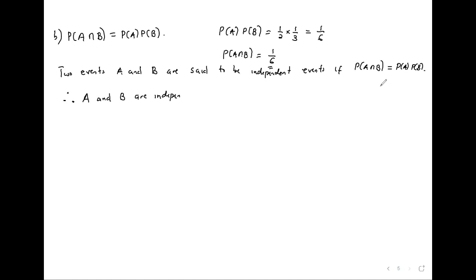So I understand the question. It is about whether the probability of A is affected by B. Sorry, okay. So A is independent of B since the probability of A given B is equal to the probability of A.